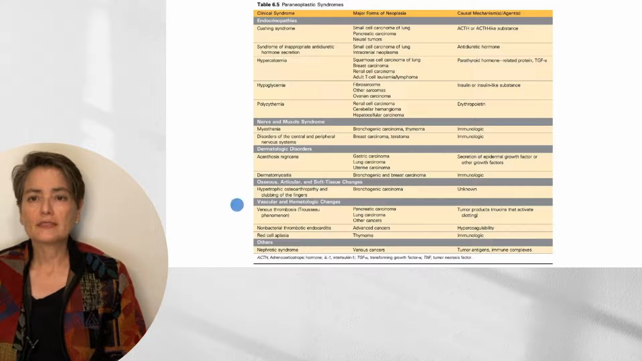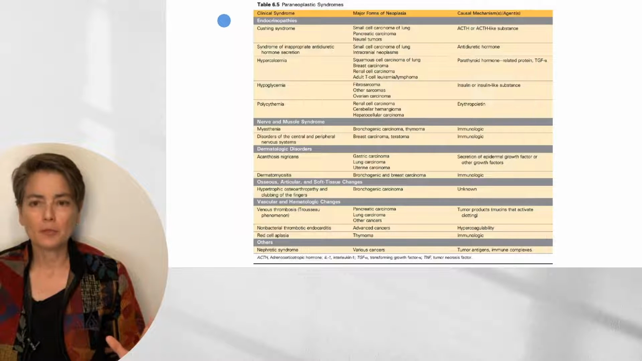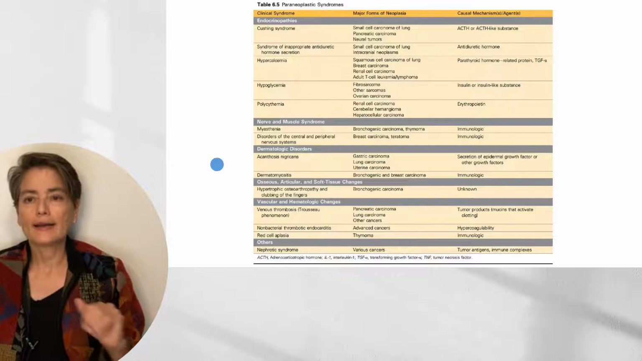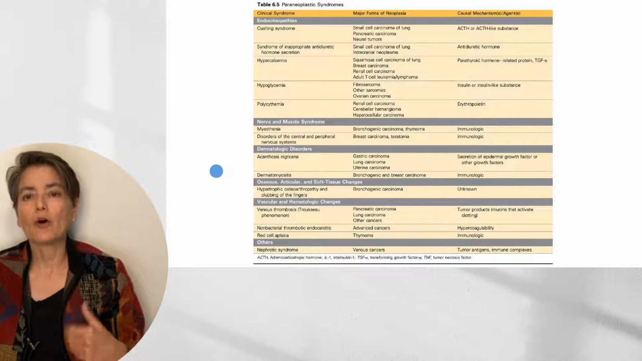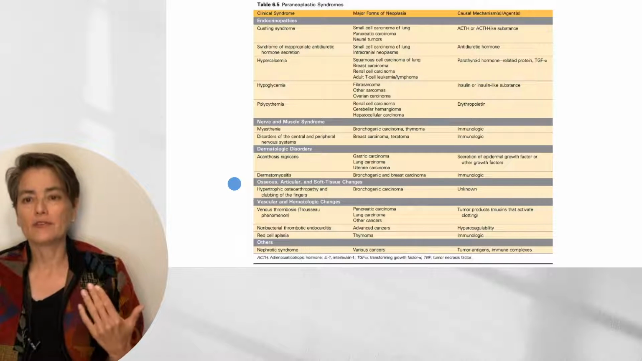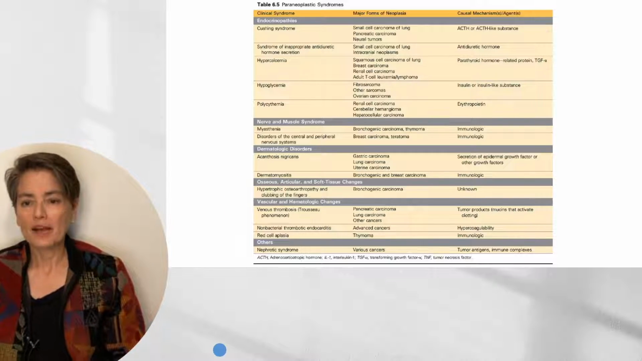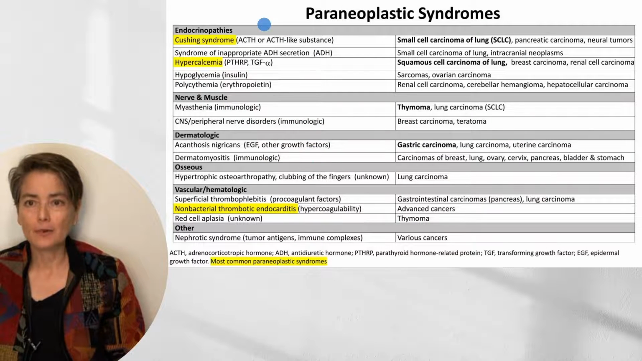So this is a table from Robbins and Kumar Basic Pathology. Don't focus on it. The print is very small. It can be a little bit overwhelming, although I do actually think that this table is something with which you should familiarize yourself. I've made a more concise table in which we have the general category of the paraneoplastic syndrome, so an endocrinopathy or something affecting nerve and muscle or dermatologic.